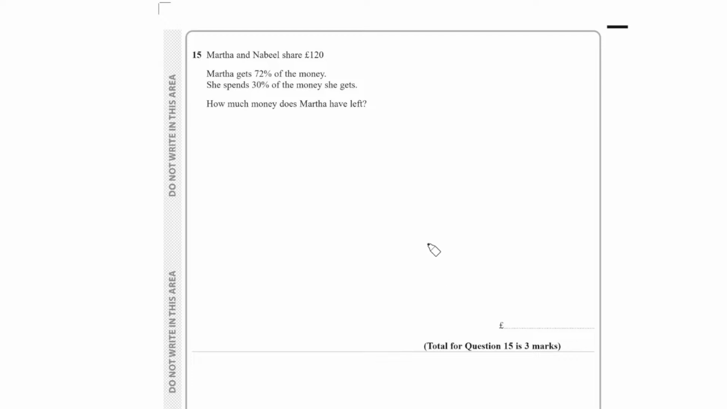Question 15, Martha and Nabil share £120. Martha gets 72% of the money. She spends 30% of the money she gets. How much money does Martha have left? So first of all, let's work it out in steps.